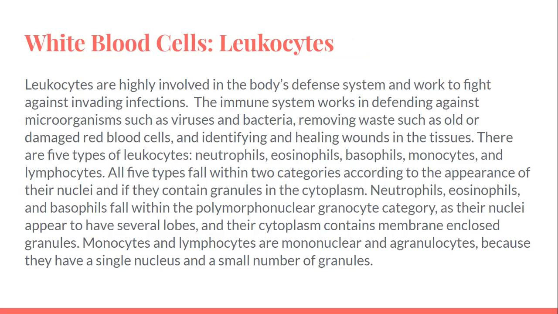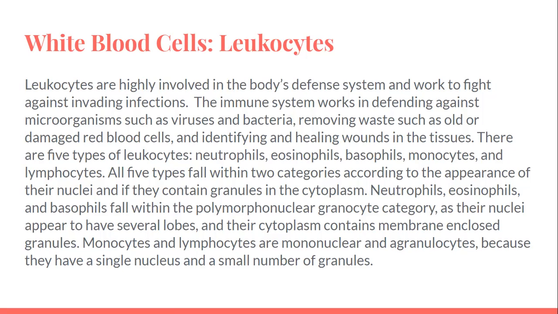So there's 5 types of leukocytes. There's neutrophils, eosinophils, basophils, and monocytes and lymphocytes. So we got all 5 types, and they fall within 2 categories according to both their nuclei and if they contain granules in the cytoplasm and how many they contain as well.